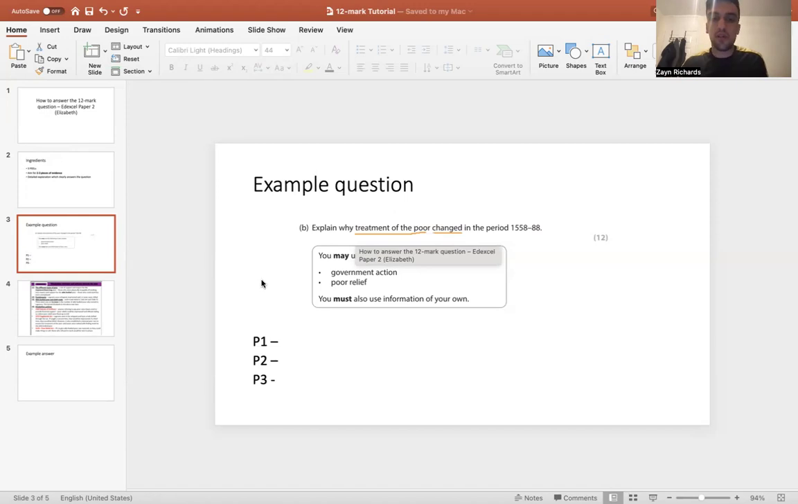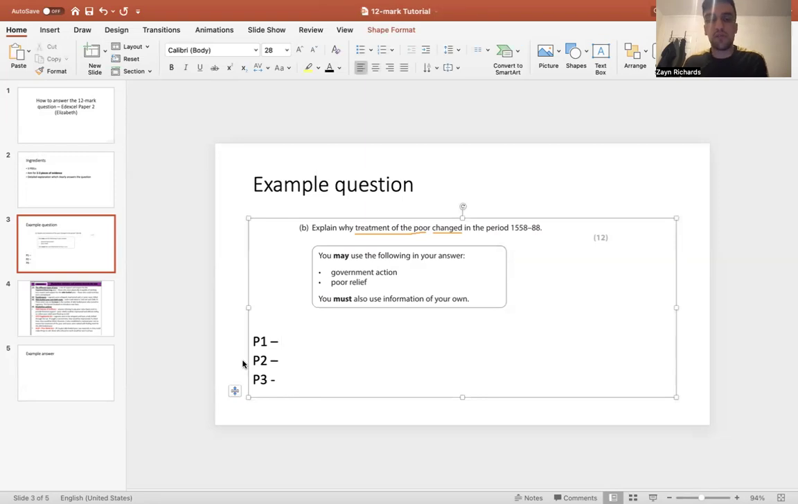Now, the exam board will always give you two stimulus points. In this case, we've got government action and poor relief. And I encourage you to sometimes use the stimulus points, but remember, they're optional. So if those are confusing you, then by all means, write points that you feel more comfortable with. Don't feel like you're pressured into using those points.